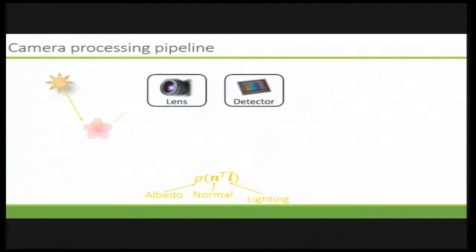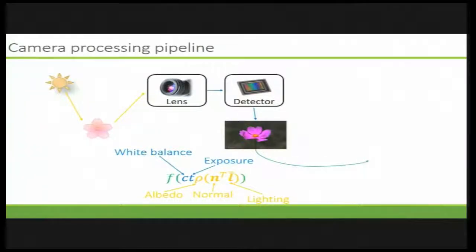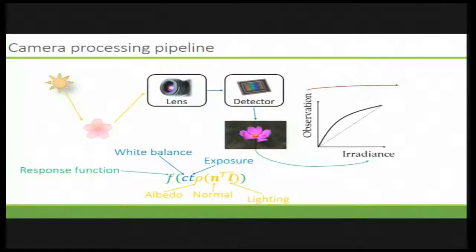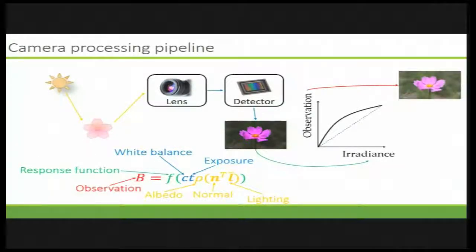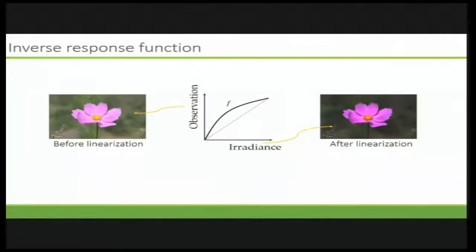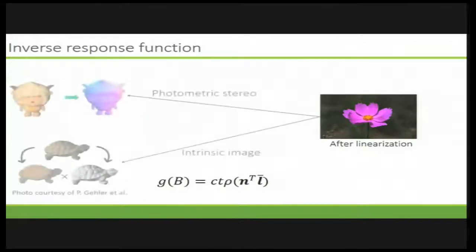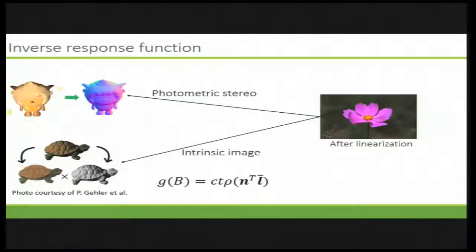Internet photo collections. Here is a camera processing pipeline. An emitting object reflects light, and its irradiance is then captured by the camera, which then undergoes a nonlinear processing step, and we have the final observation value. So the purpose of radiometric calibration is to estimate the inverse response function, so we can recover the irradiance from the observation value.